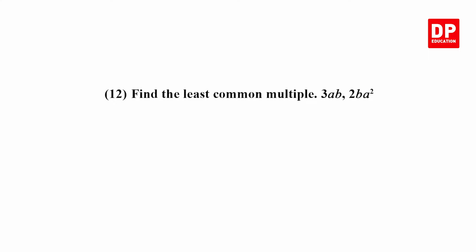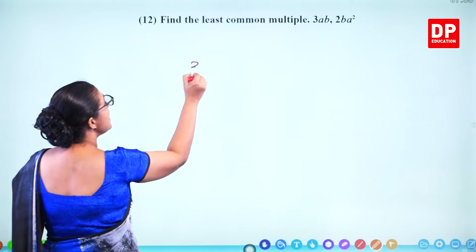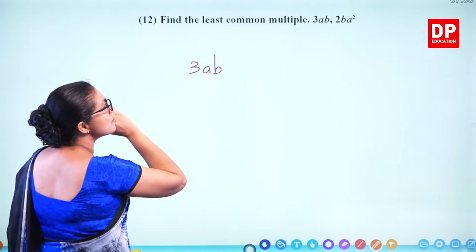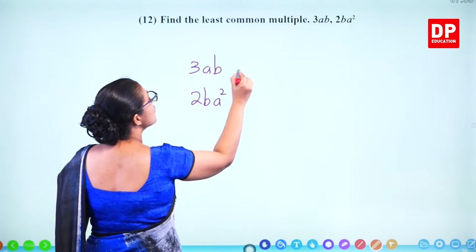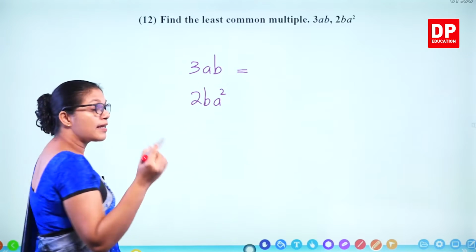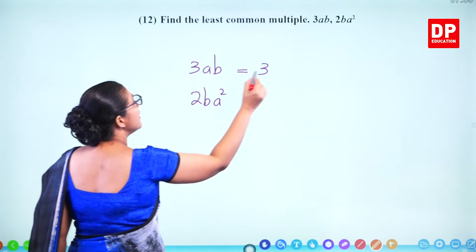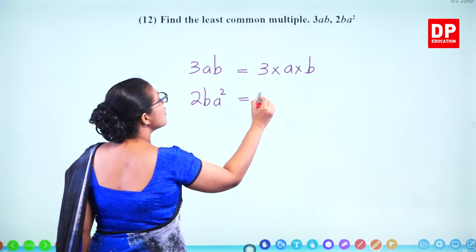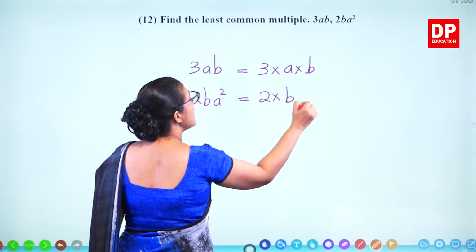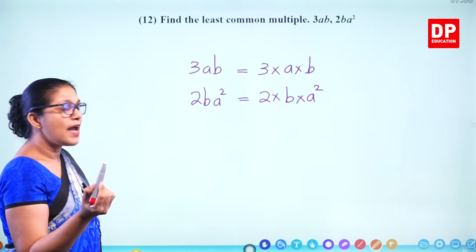Now take question number 12. Find the least common multiple of 3ab and 2ba squared. So here you have to take all the terms. 3ab. Here 2b and a squared. So when you take distinct terms, we have to take the maximum power.